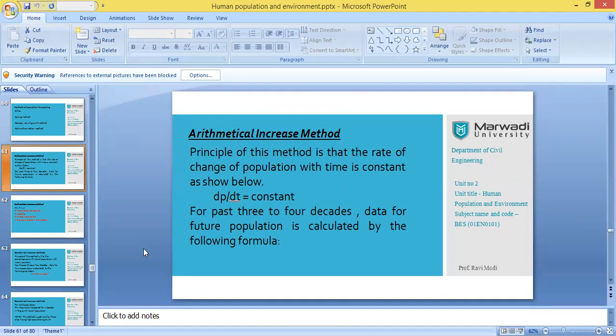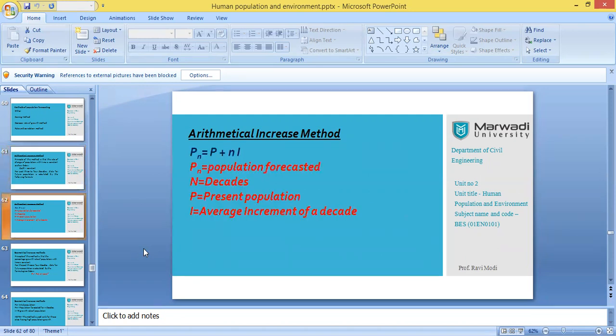So for the past 3 to 4 decades, the data for future population is calculated by the given formula. Which formula is it? Pn, that is the population forecasted for the future. P is equal to the present, or you can say the current population. Decades is represented by small n, and I is the average increment of a decade. Okay, so in any particular normal area, suppose the population in 1991, okay, I think you already know that the census is taken every 10 years.